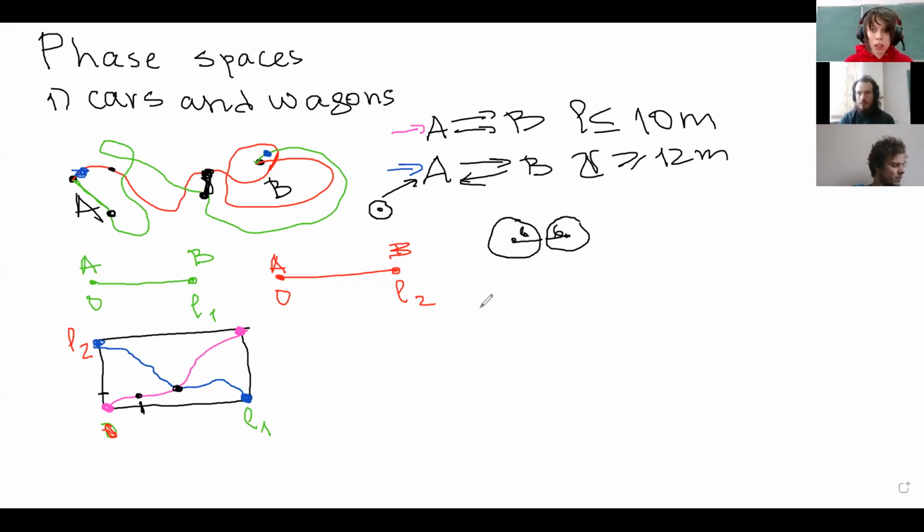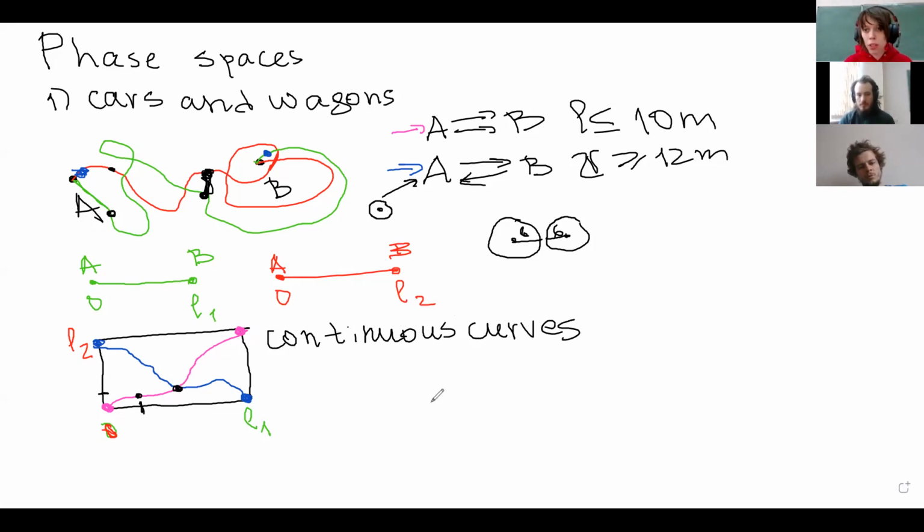But as we discussed at the previous seminar, it might be hard to prove this fact when we have arbitrary continuous curves in our figure. It might be hard to prove this just working with continuous curves. So we go a step back and say we have polygonal curves.